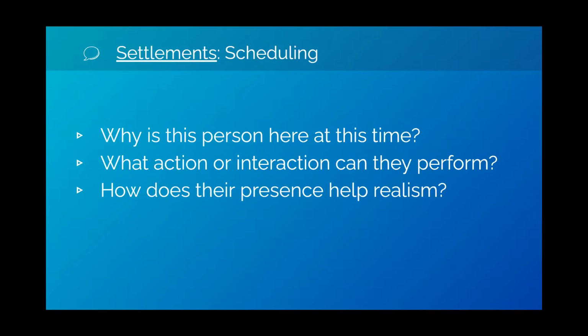So if they're going to the inn, is it to eat? Is it to see someone? Is it to stay overnight because they can't stay in their house for some reason? Make sure that there's a reason and an action or interaction that they can perform.